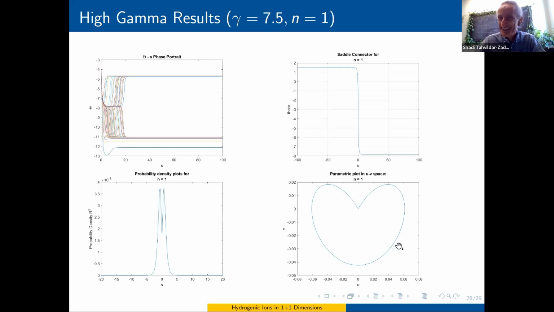Because that is the excited state. That's the first excited state. So now you see that theta is tumbling down more. This is the interesting part, the probability. Remember, this is the probability density, right? The probability density develops a peak on each side. And this is the picture in the UV plane, right?